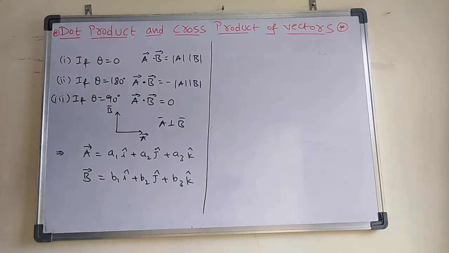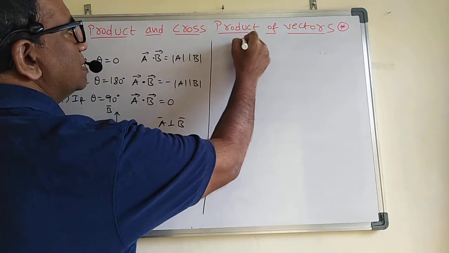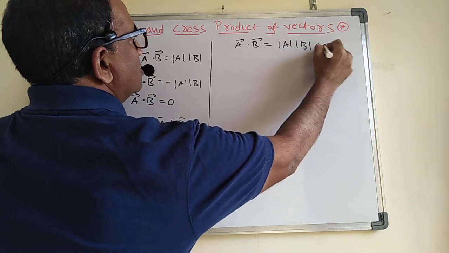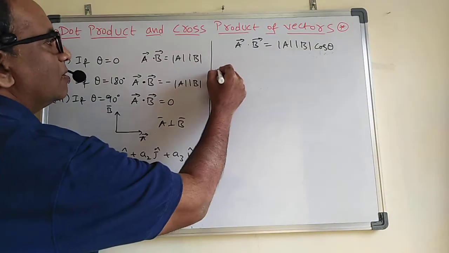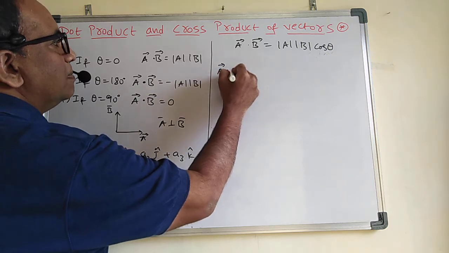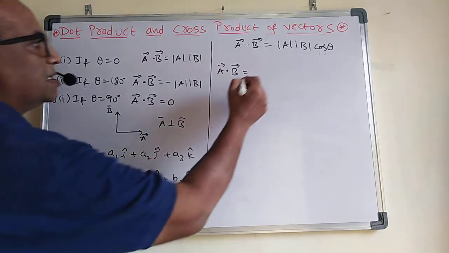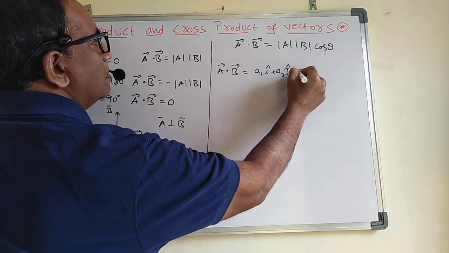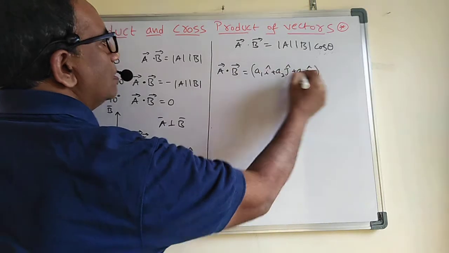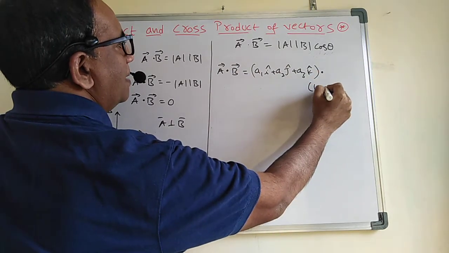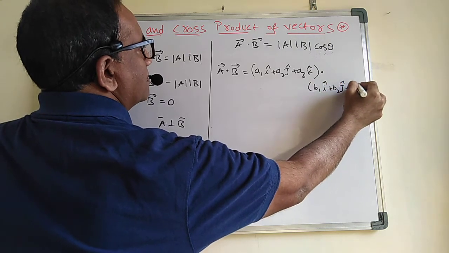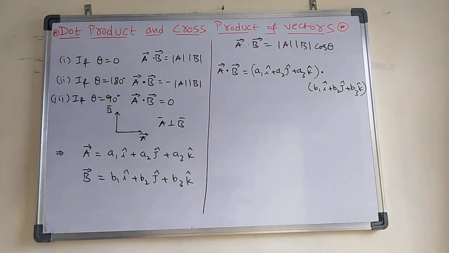Okay, I wanted to do the dot product here. Carefully, just now I said that A dot B is equal to modulus of A into modulus of B into cos theta. Then how can I write this A dot B here? For these two vectors, A dot B is nothing but (A1 i cap + A2 j cap + A3 k cap) dot (B1 i cap + B2 j cap + B3 k cap). So that is the dot product we are going to do now.